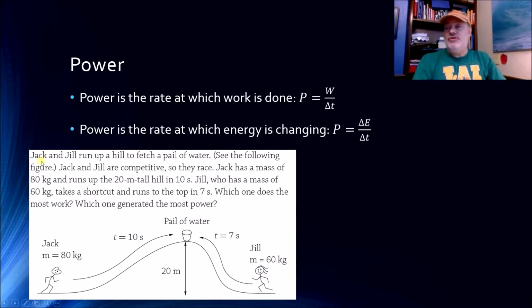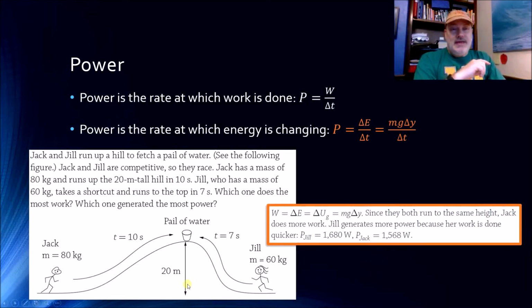So here's an example. Jack and Jill run up a hill to fetch a pail of water, as seen in the figure. Jack and Jill are very competitive, so they make it a race. Here's Jack's mass, 80 kilograms. He runs up this 20-meter hill in 10 seconds. Jill, who has a mass of 60 kilograms, takes a shortcut and runs to the top in 7 seconds. Which one does the most work? Which one generated the most power? Okay, pause the video and see if you can figure out who does the most work, who does the most power. Pause the video.